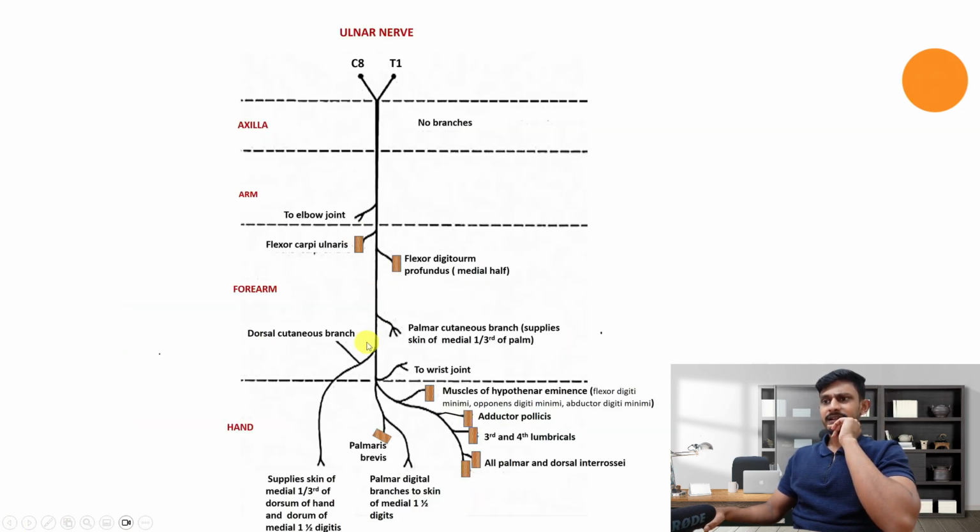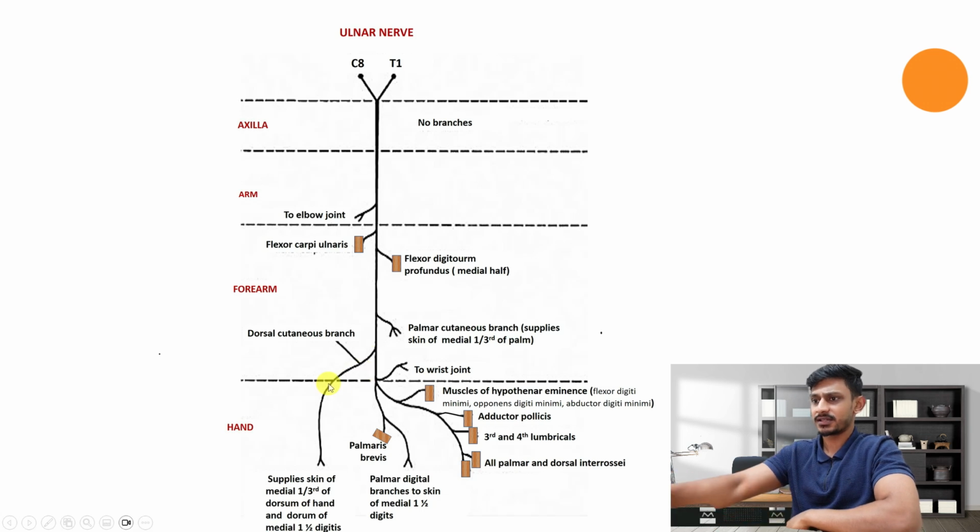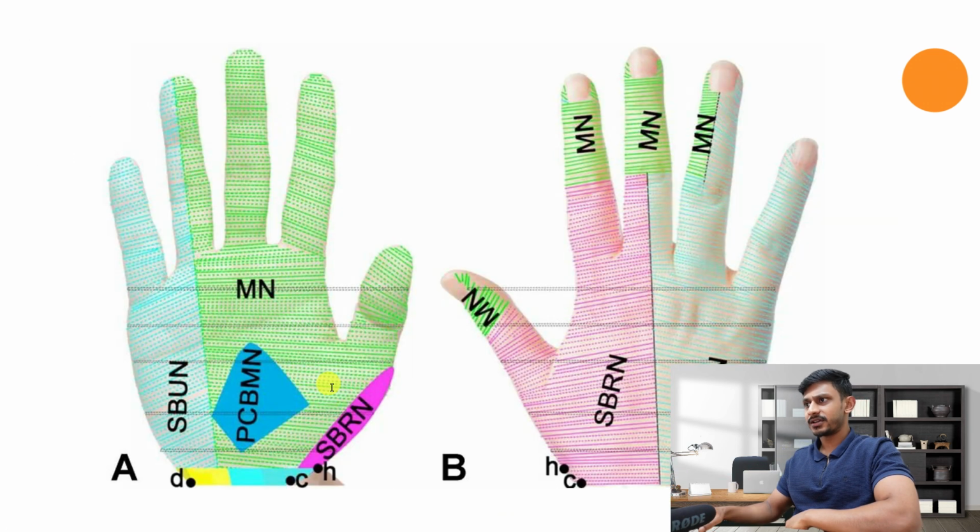Before the ulnar nerve enters the wrist, it gives off the dorsal cutaneous branch and the palmar cutaneous branch. So if the lesion is at the level of the elbow, the nerve supply to the entire ulnar nerve distribution is gone. Whereas if it's at the wrist, the palmar cutaneous branch and the dorsal cutaneous branch are spared. The dorsal cutaneous branch supplies this entire green shaded region here, and the palmar cutaneous branch supplies the entire blue shaded region except the fingers.